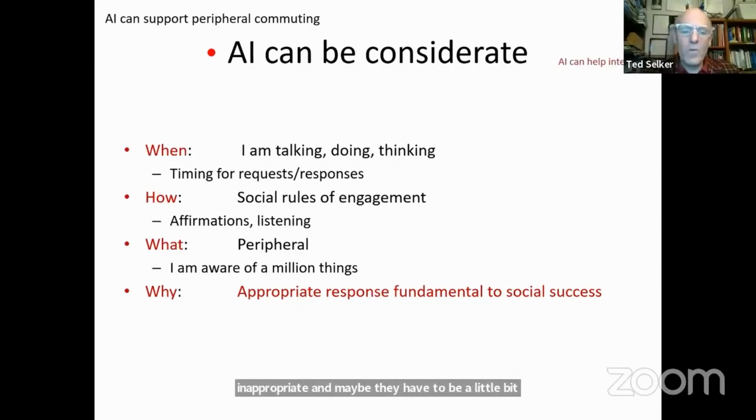And what is this whole question of peripheral anyway? There's a million things that could happen in my environment around me, and I'm still able to focus on giving this talk. What if a deer were to crash through the window into this room? I would probably shoo it out. I have all sorts of subroutines, things that I know what to do about that could solve various problems, but I'm not thinking about them at all. I'm just thinking about what my engagement is right now, and I'll deal with them when they come up. Social success requires appropriate responses, and that's the why.